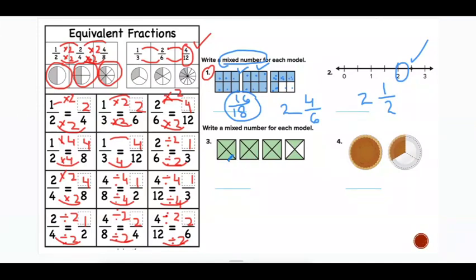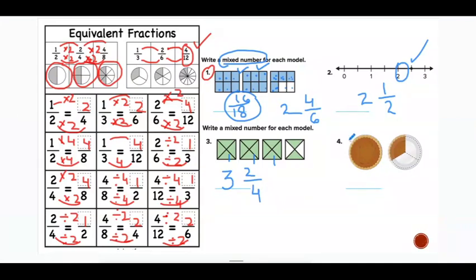We have 1 whole, 2 wholes, 3 wholes. So we will write here 3 wholes, and out of this one, how many are shaded? 2 are shaded. In total, how many parts do we have in this one? 4 parts. So our answer is 3 wholes, 2 by 4.